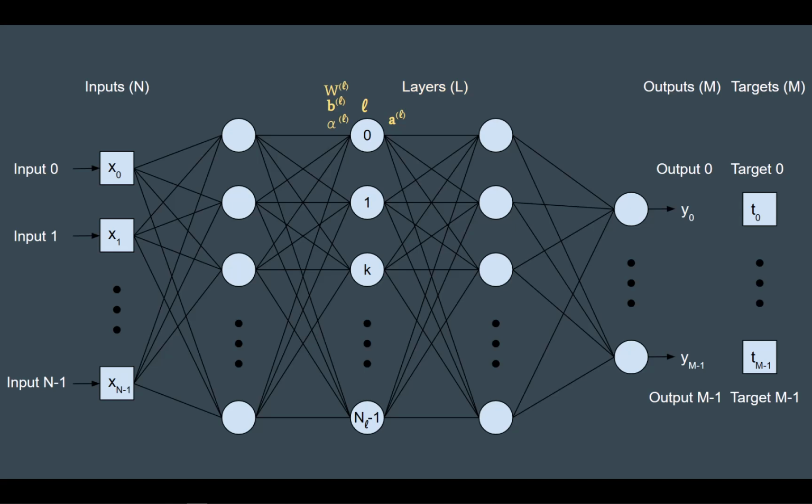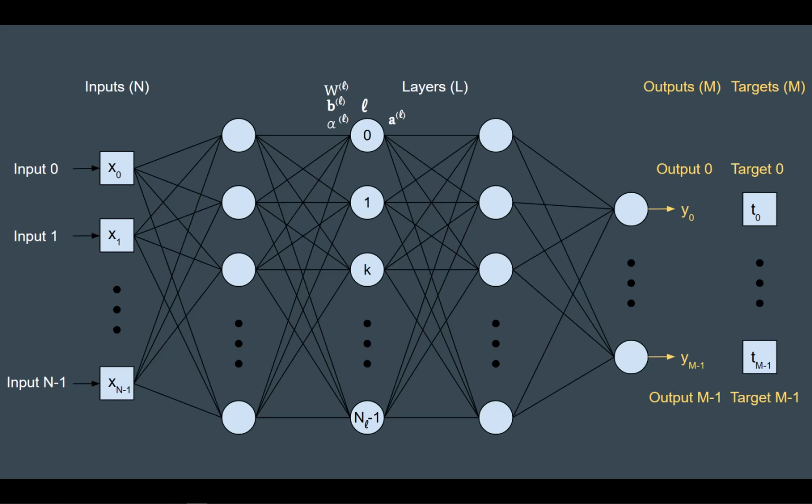Each layer L has a matrix of connection weights labeled W superscript L, a neuron bias array labeled B superscript L, an activation function labeled alpha superscript L, and an output array labeled A superscript L. The first layer, layer 0, is connected to the N inputs. The last layer produces the M outputs of the neural network that can be compared to the M targets for a given input array.